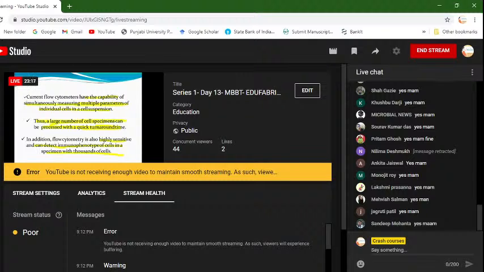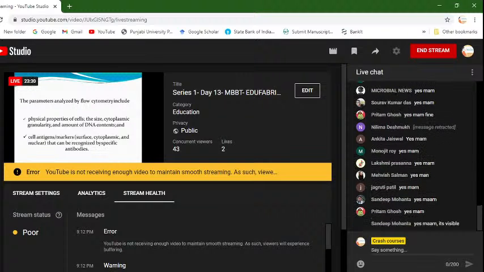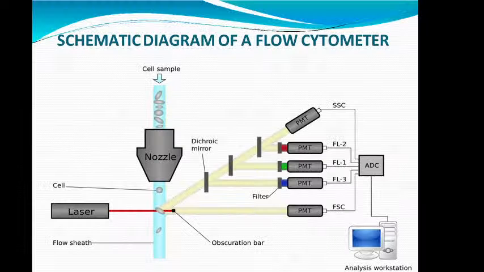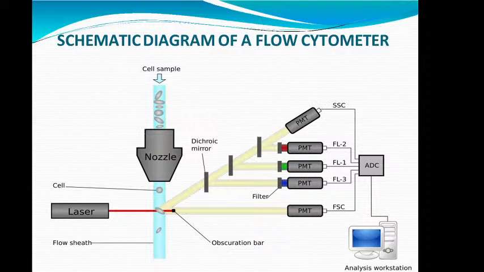Now I am just focusing on the basic diagram of flow cytometry, the whole procedure which will occur inside the machine. There is nothing which will be there outside. We will get the results only in diagrammatic form in the computer. Okay, so this is the diagram on which we have to focus. This is only the diagrammatic representation of the inside of the machine.